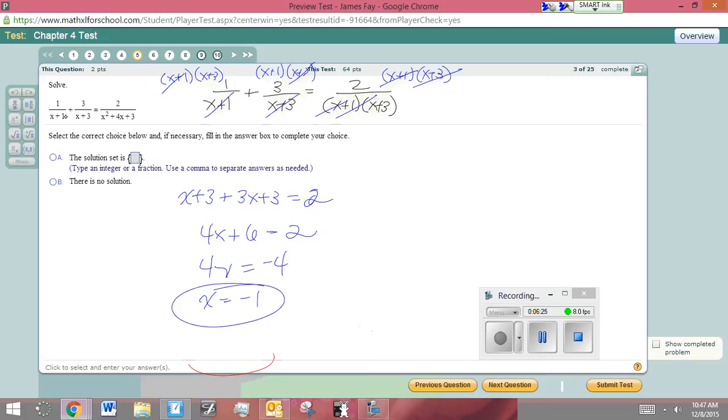But that's an issue right there. x is only equal to negative 1, and x can't be negative 1 there. So there's no solution. The only possible solution just got canceled out because it's a domain restriction.